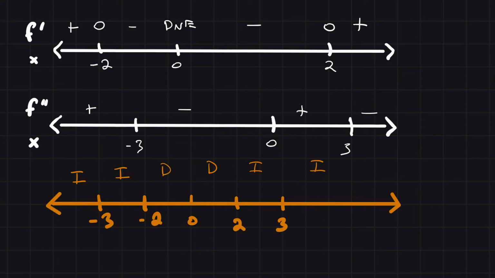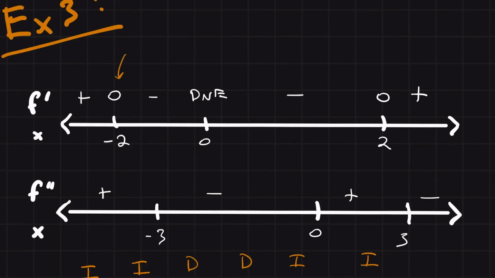F double prime is positive to the left of -3, so that means it's concave up here. Between -3 and 0, f double prime is negative, so it would be concave down everywhere between -3 and 0. Between 0 and 3, f double prime is positive, so it's concave up here and here. And then to the right of 3, it's negative, so it's concave down to the right of 3.